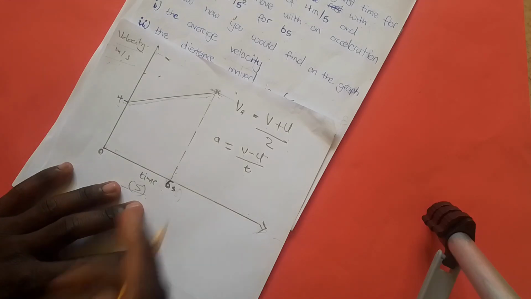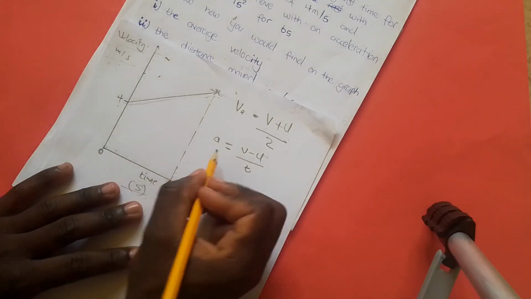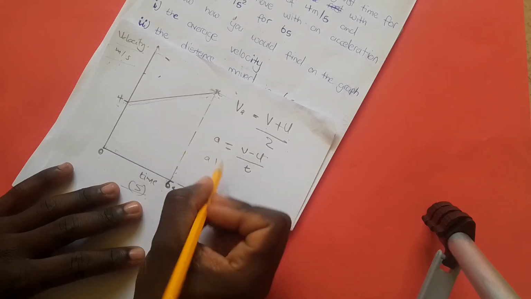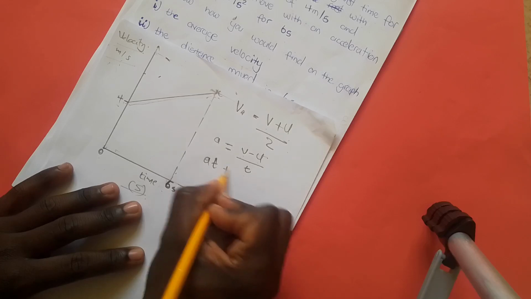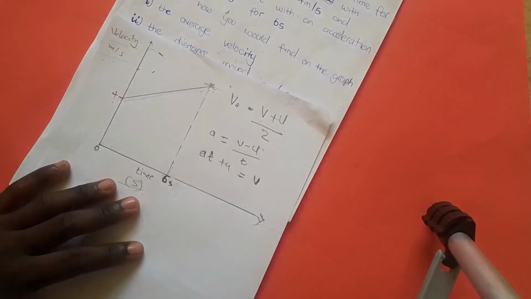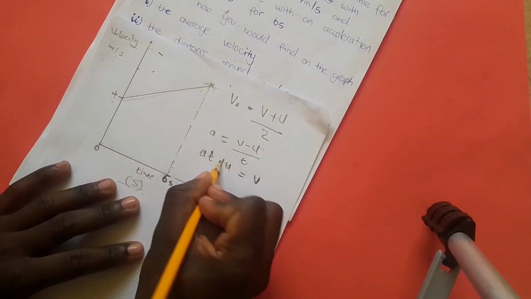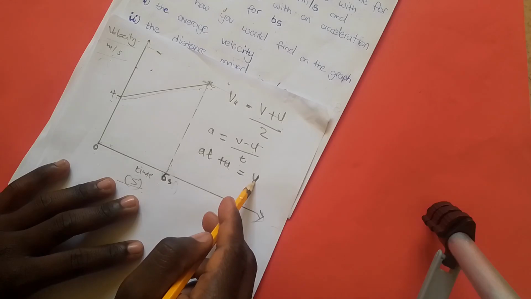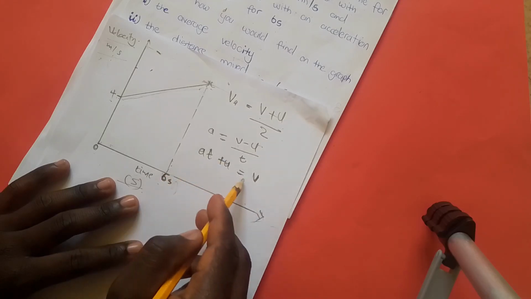So to make v the subject of the formula here, obviously we're going to end with at plus u is equal to v. Right? If we make v the subject of the formula, we're going to end with at plus u is equal to v.